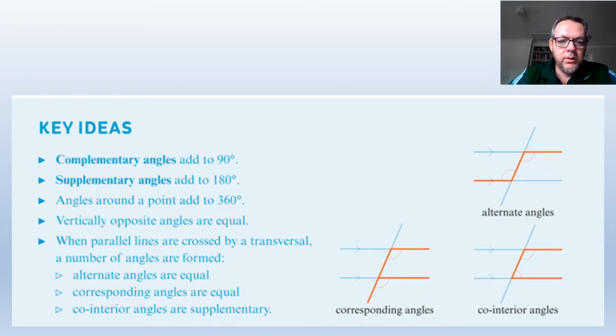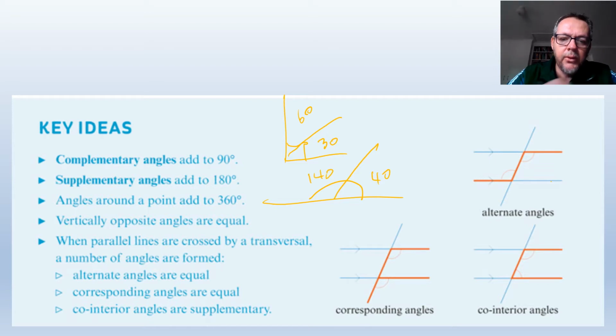So you should also remember that complementary angles add up to 90 degrees. So that means if I have a right angle triangle, and this one's 30, this one's got to be 60 because of the complementary angles rule. Supplementary angles add up to 180 degrees. So if this is 40, that means this is going to be 140.